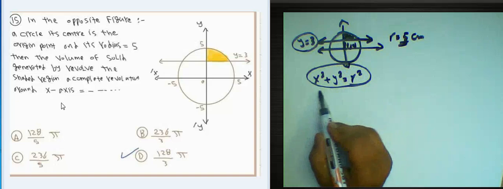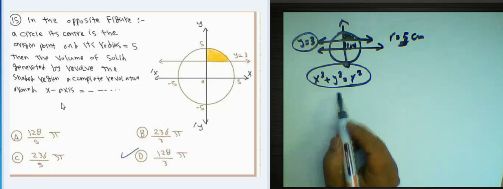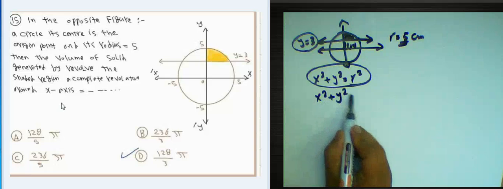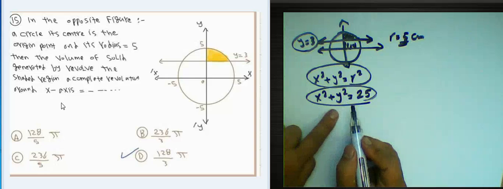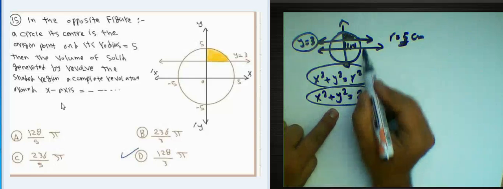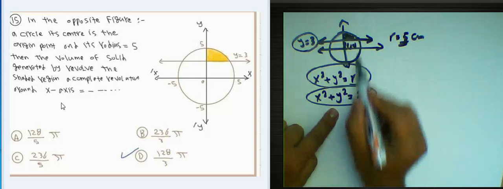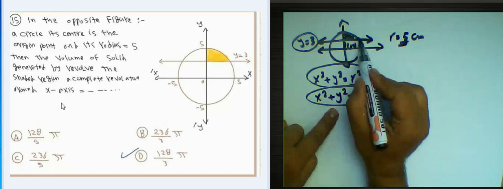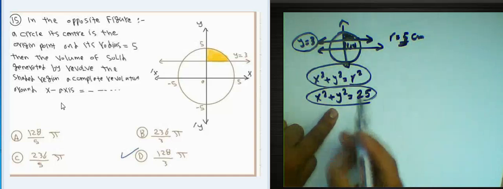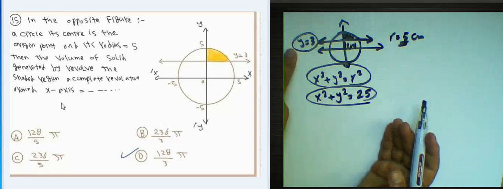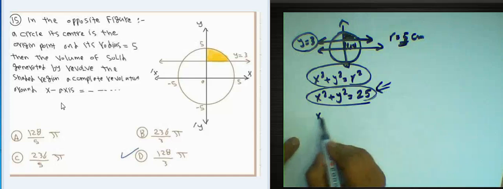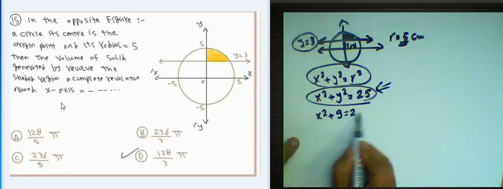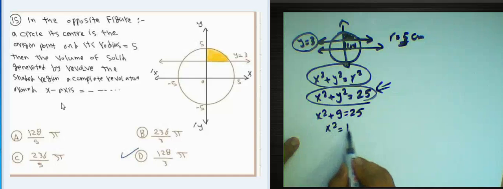In the equation of the circle, it will be x power 2 plus y power 2 equals r power 2, then x power 2 plus y power 2 equals 25. Put y equal 3 in this equation to find the intersection point between them. The intersection at what? x and y. We know y equals 3, but we don't know x. Put y equal 3 in this equation, then x power 2 plus 3 power 2, which is 9, equals 25, then x power 2 equals 16, then x will be equal positive or negative 4.